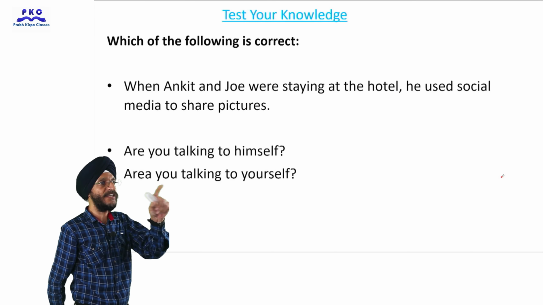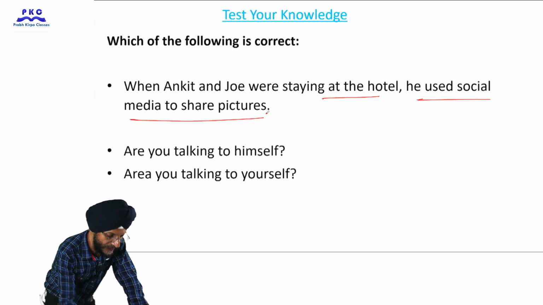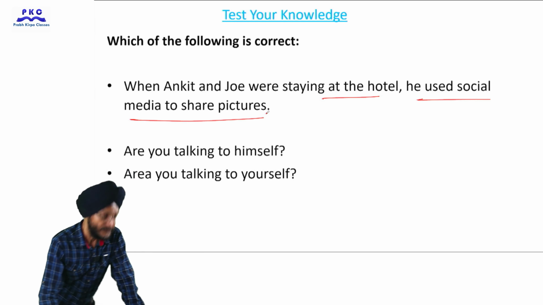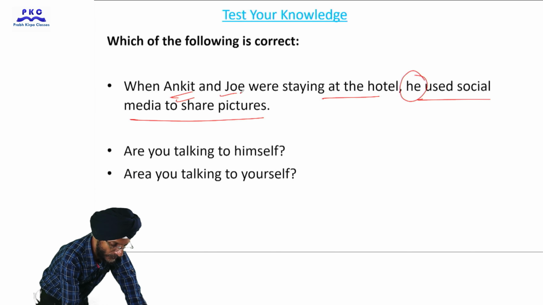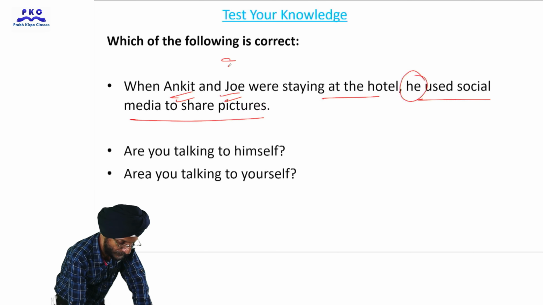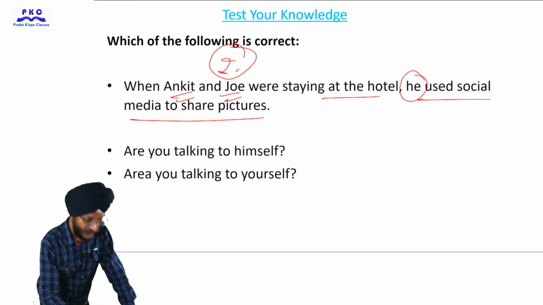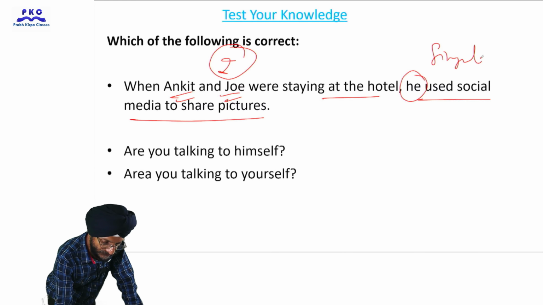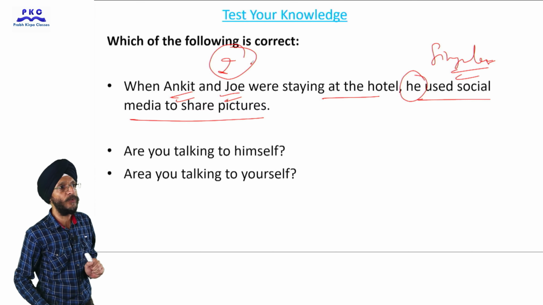When Ankit and Joy were staying at the hotel, he used social media to share pictures. Now the word he has been used. Here Ankit and Joy are two persons. They are plural, two persons. He is a singular person. Here it is plural and here it is singular.